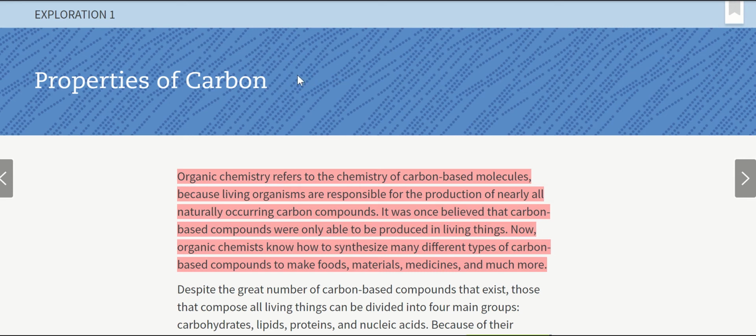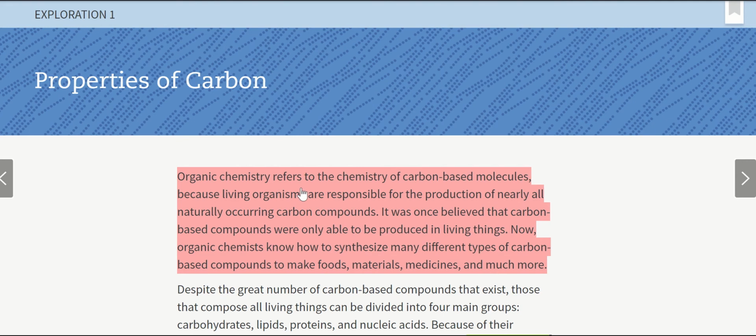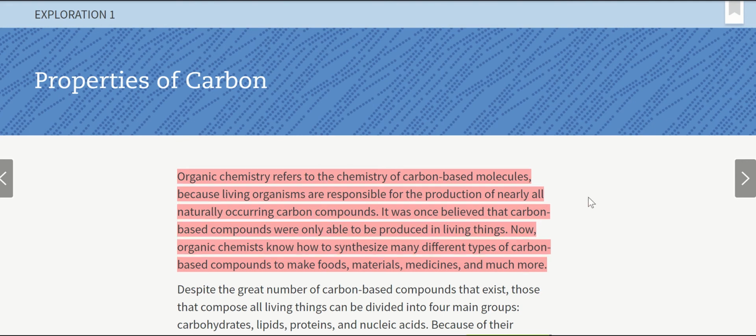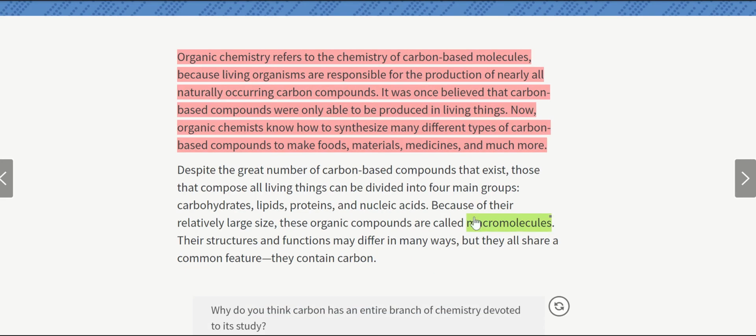So all of you guys have heard of organic foods and organic things and things that we know that happen naturally, and carbon is the base of all that. So organic chemistry refers to chemistry of carbon-based molecules. And in this Unit 2, Lesson 2, we're going to talk about those organic molecules and what we call macromolecules.